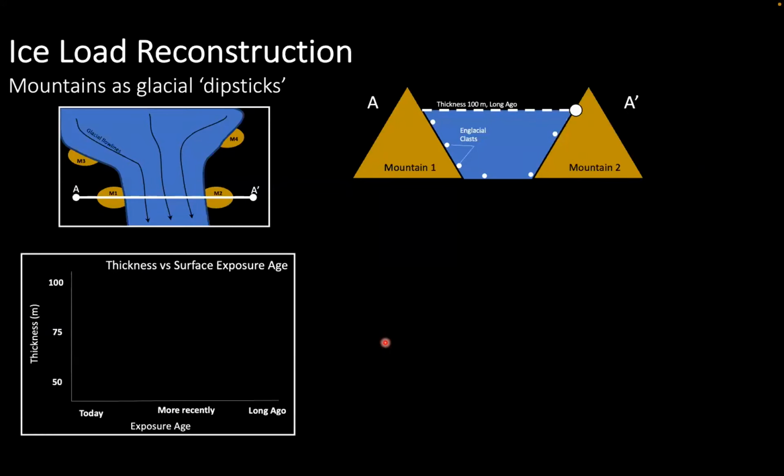And if we take this a little bit further, this is the classic glacial dipstick model. If we just take a cross section through an outlet glacier, we can see that our ice is starting to change. We've got the first erratic that is being deposited on this mountainside. The cosmic clock starts, and we've got our first point there on our thickness versus exposure age plot.